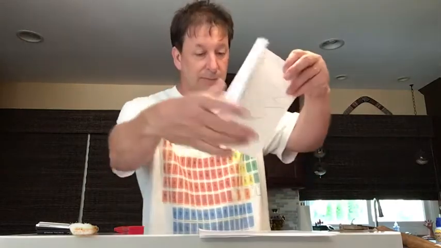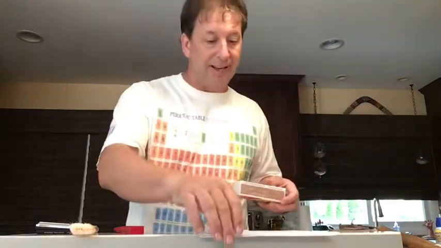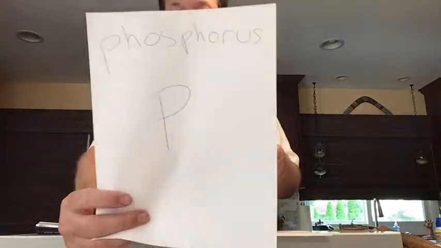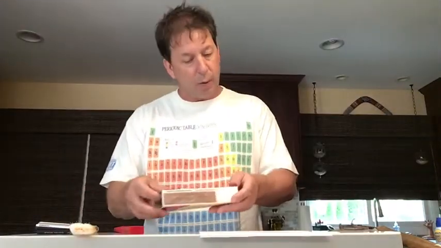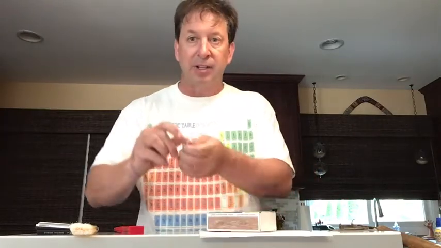Our next element is phosphorus. The symbol is P. So phosphorus, P, name and symbol. You want to memorize these. On normal matches, a regular match, the tip of the match is red. The tip of this match is white. The tip of this match is phosphorus. The white is phosphorus. The red is also phosphorus. So both the red stuff at the end of the match and the white stuff at the end of the match are both phosphorus.